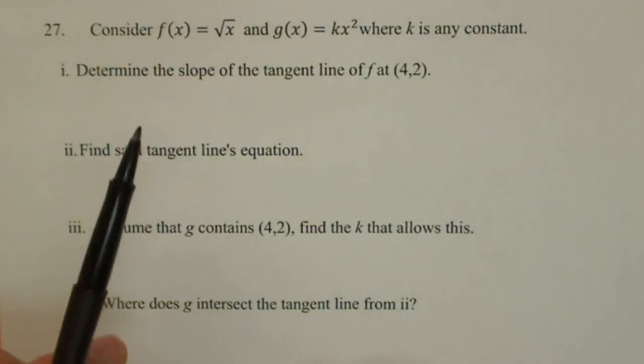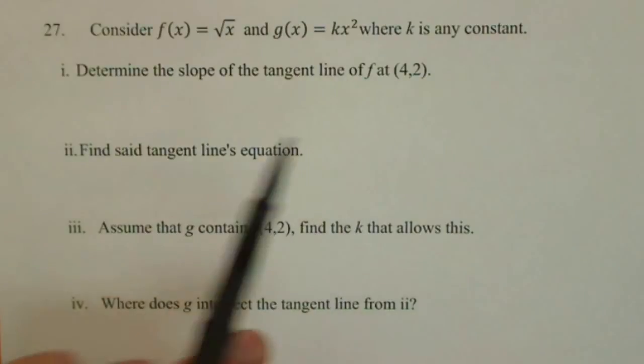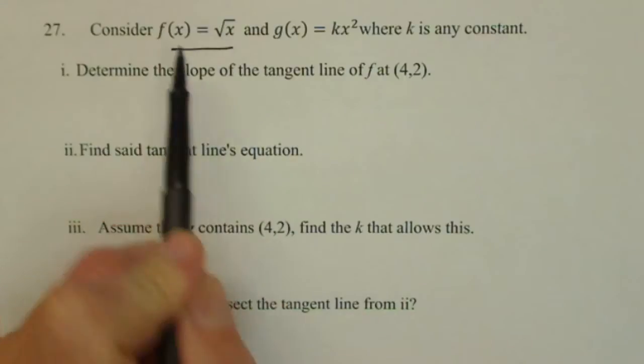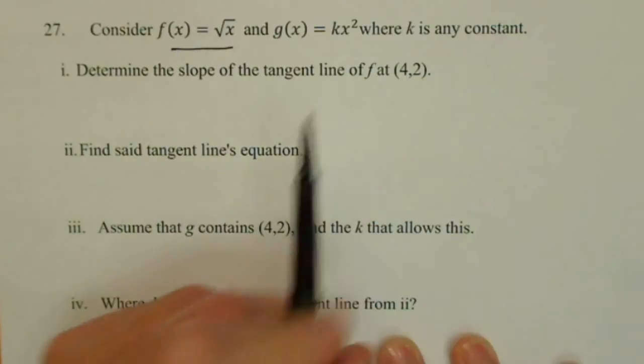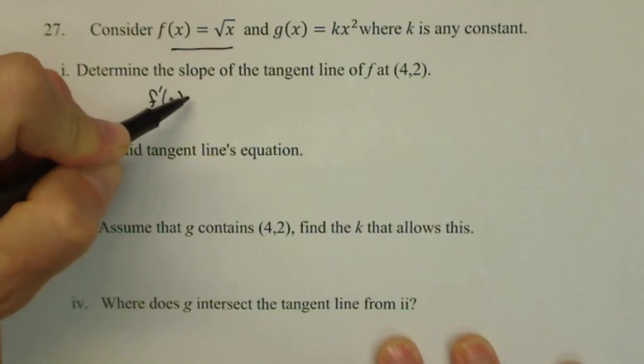So we're given two functions. One is square root of x and the other is kx squared, where k is any constant. And we want the slope of the tangent line of f at the point (4, 2). So to find the slope of the tangent line, first thing we need is the derivative, f prime of x.